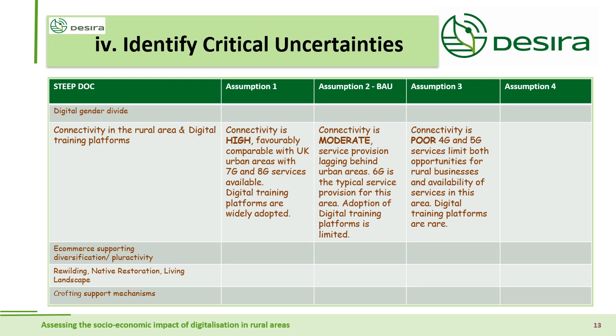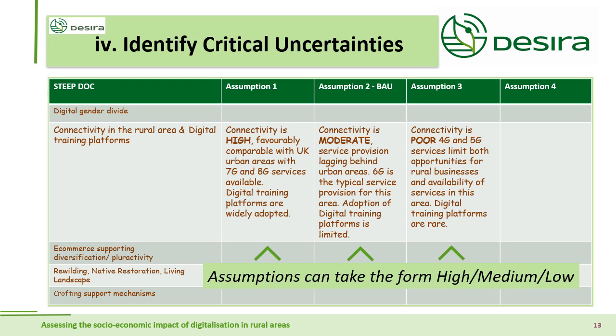Assumption 2 is our business as usual frame, where connectivity is moderate. Service provision is lagging behind urban areas, and 6G is the typical service provision for this area. The adoption of digital training platforms is limited. Assumption 3 states connectivity is poor. 4G and 5G services limit both opportunities for rural businesses and availability of services in the area. Digital training platforms are rare. Assumptions can take this form: high, medium, and low.